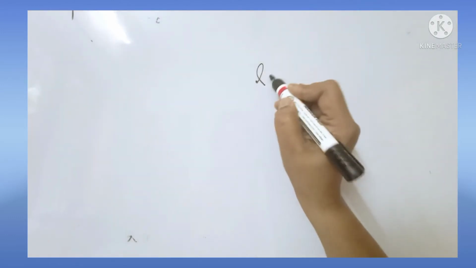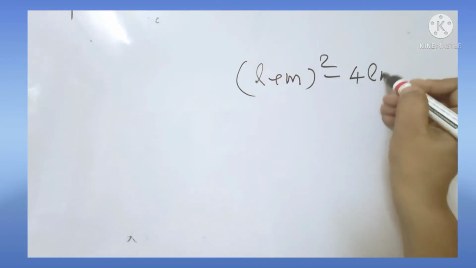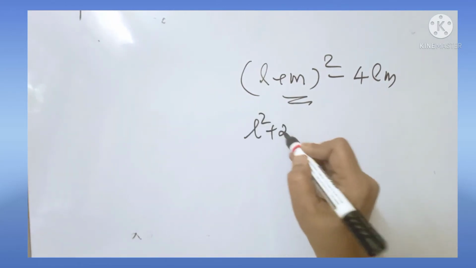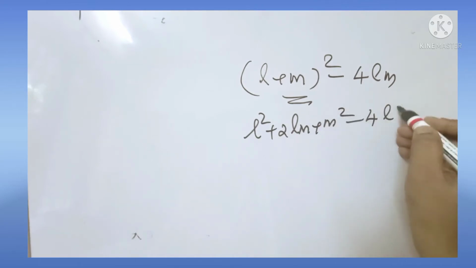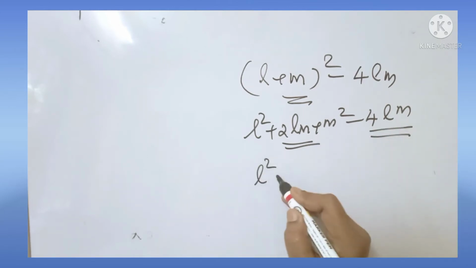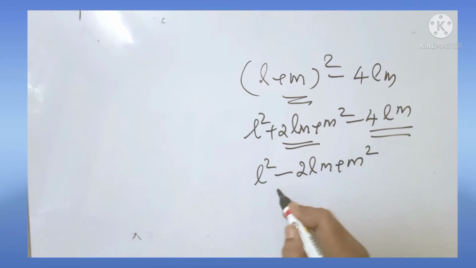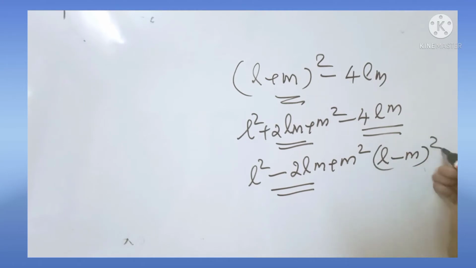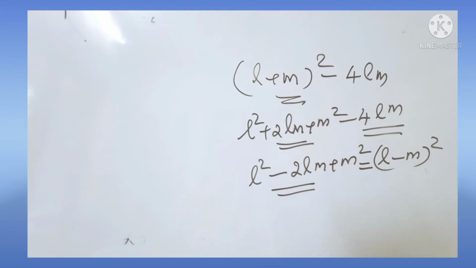The next one, l plus m whole square minus 4lm. So here we can expand l plus m whole square, that is l square plus 2lm plus m square, minus 4lm. So plus 2lm minus 4lm, that is l square minus 2lm plus m square. So this can be written as l minus m whole square. L square minus 2lm plus m square is l minus m whole square.